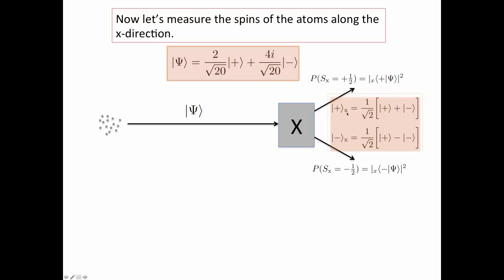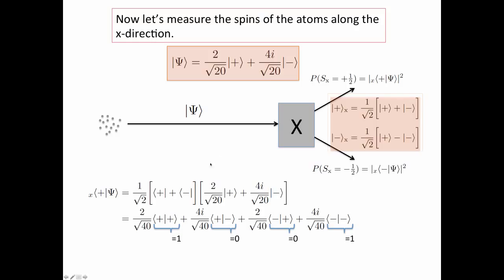So the plus ket along the x-axis is equal to 1 over the square root of 2 times the plus ket along the z-axis plus the minus ket along the z-axis. And the minus ket along the x-axis is 1 over root 2 times the plus ket along the z-axis minus the minus ket along the z-axis. Okay, so let's go ahead and calculate these probabilities.